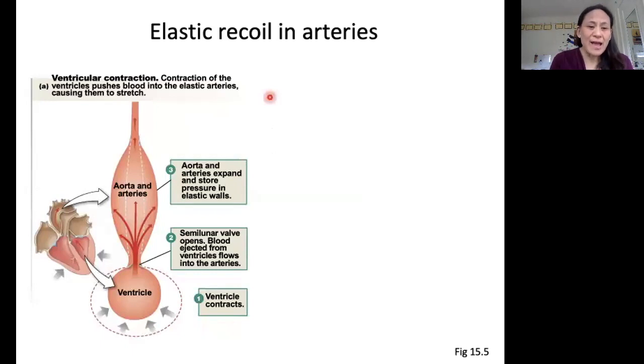What we're going to be looking at in this slide is what happens to the arteries as the heart contracts and relaxes. In this left panel, you can see that our ventricle is contracting. When the ventricle contracts, we push blood out into the arteries. Since the arteries have elastic tissue in them, that blood, as it moves into the arteries, actually stretches the walls of the arteries. And as it stretches the walls of the arteries, you are conserving pressure in the walls of the arteries and in the blood.